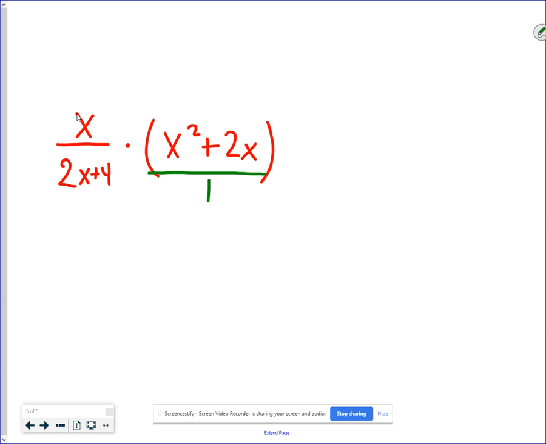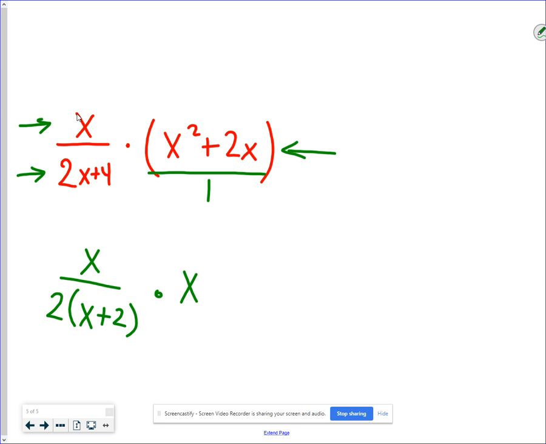So now let's factor our numerator here. Well, it's a monomial, so it can't be factored. Let's factor our denominator. We can factor out 2. So this will be 2 times the quantity x plus 2. Let's factor our numerator over here. I can pull out an x. So then I get x times the quantity x plus 2 over 1. And then this x plus 2 will cancel with that x plus 2.